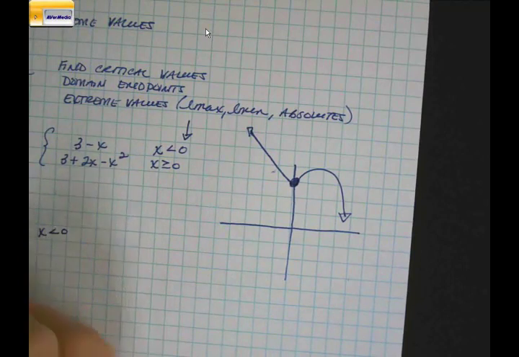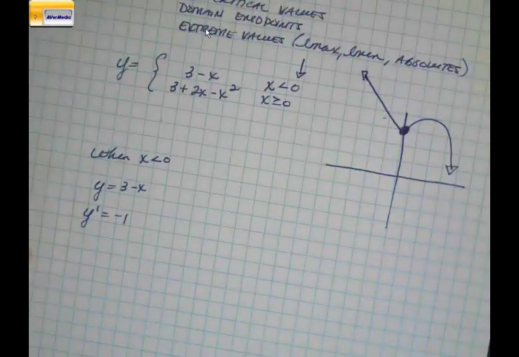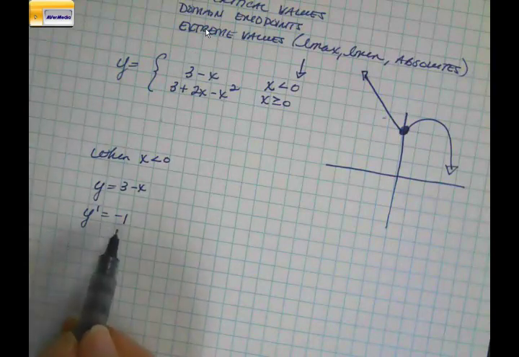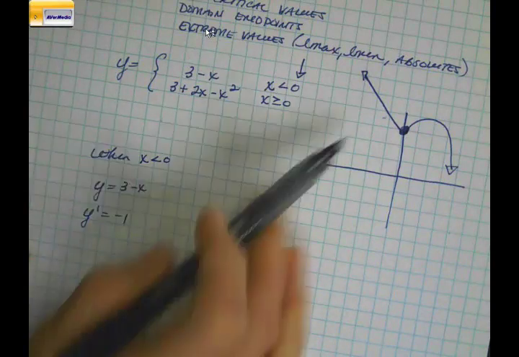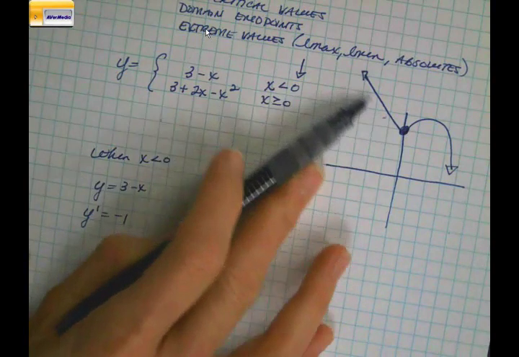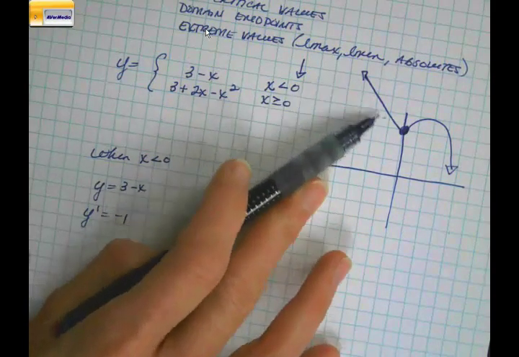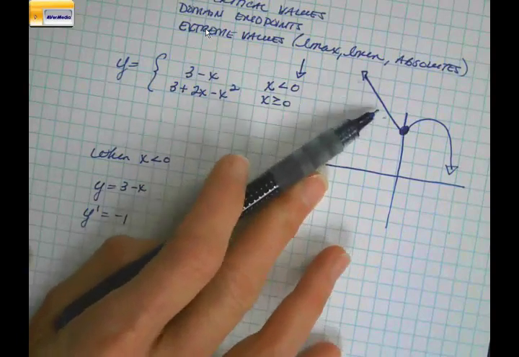When x is less than 0, your function is y equals negative x, and the first derivative is -1. Now, this makes total and complete sense because it says the first derivative equals -1, which means the slope of the tangent line anywhere on the graph is -1. Well, the slope of the tangent line to the linear graph is going to be the slope of the graph itself. So that's perfectly logical that that derivative equals -1.